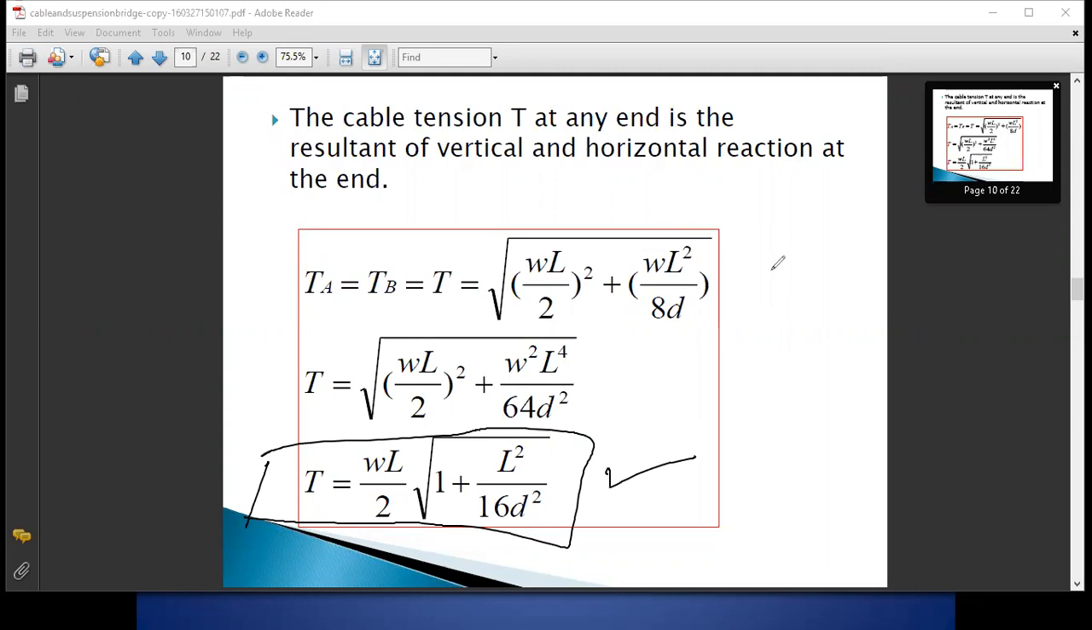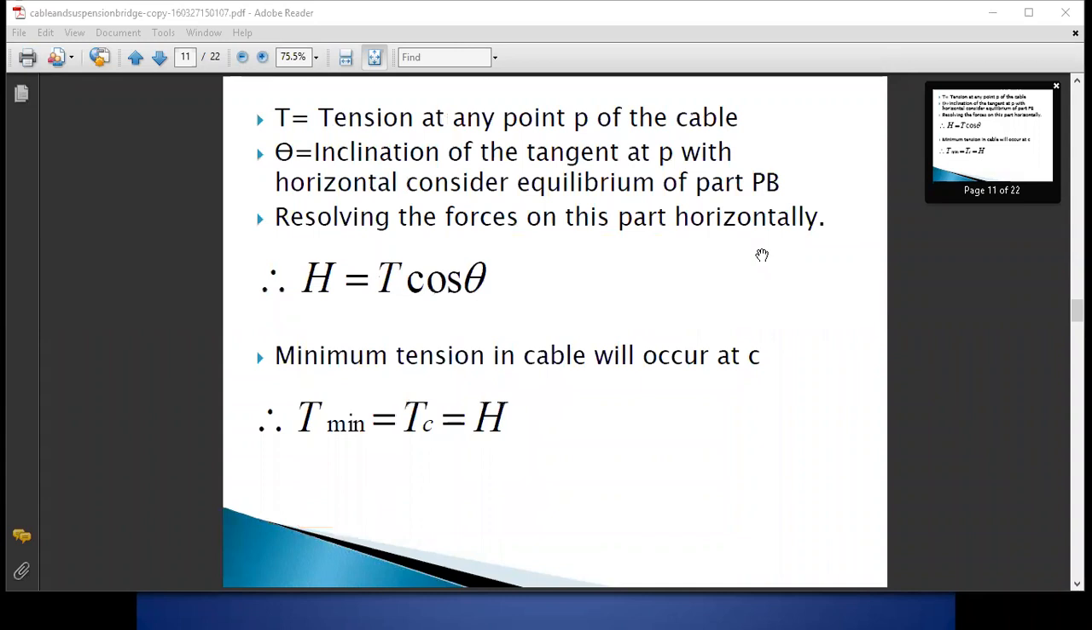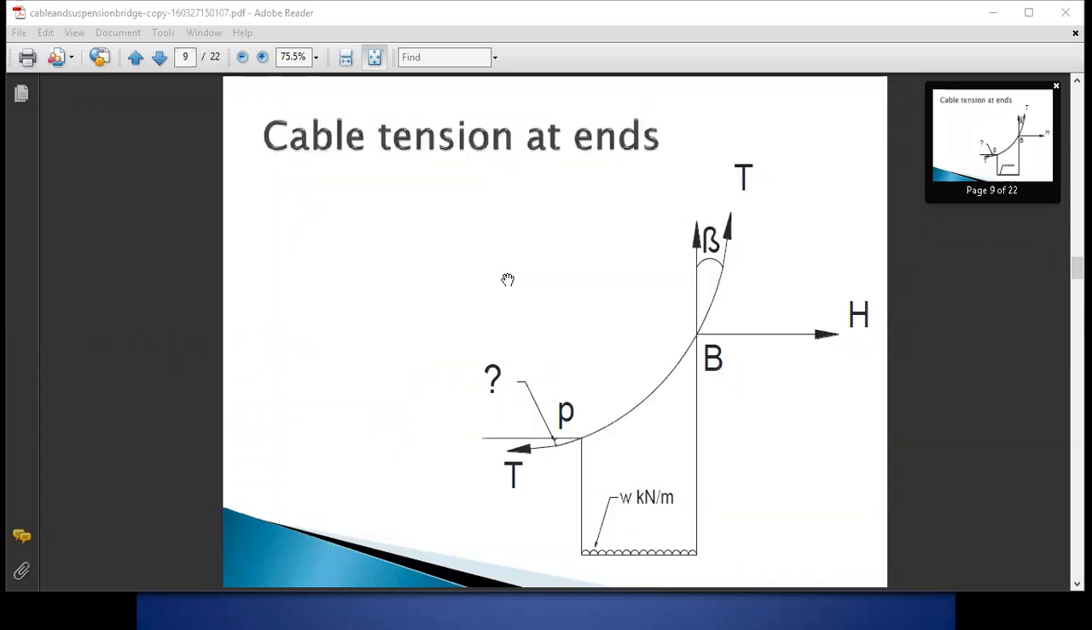Right? Yes. H is the horizontal reaction, VA is vertical, and T is the resultant as per the diagram. So T is what we get as the tension in the cable. As you know, this is the resolution of the forces. T is the tension at any point P of the cable, as you can see in the previous diagram also. In this diagram, at point P, okay, this is point P.